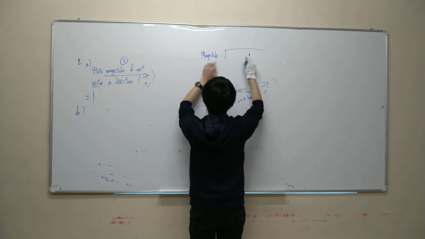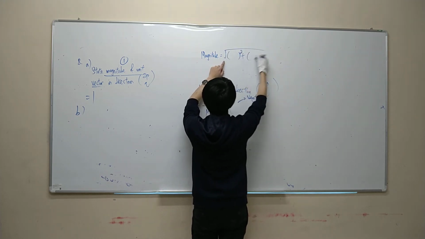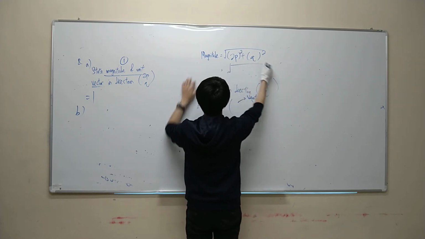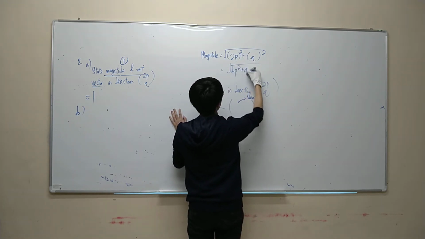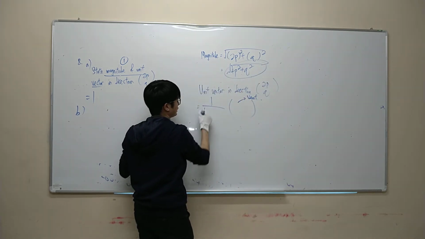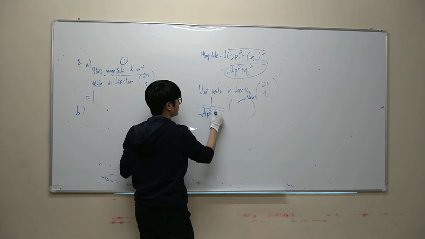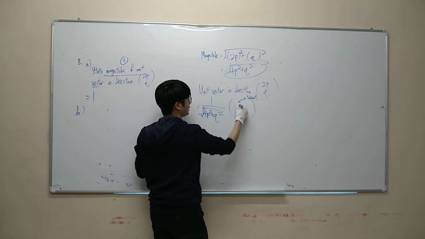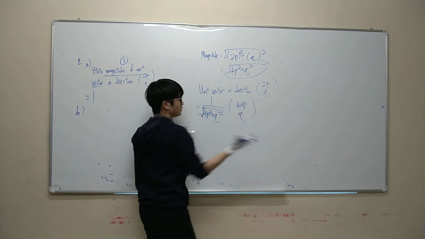The formula is square root of something squared plus something squared. So it will be what? 2p squared plus q squared. So it will be square root of 4p squared plus q squared. This is the magnitude, and this is where you write it. You write it here: square root of 4p squared plus q squared. And then for the vector, you put 2pq. That's all. That's the unit vector.